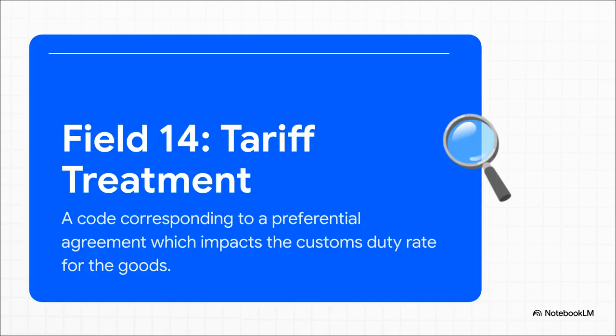And speaking of cost, this is where the money really comes in. Field 14, tariff treatment, is a simple code that tells the CBSA if your goods qualify for lower duty rates under a trade deal, like CUSMA with the US and Mexico or CETA with Europe. Getting this one little code right can be the difference between paying a hefty duty or paying absolutely zero.